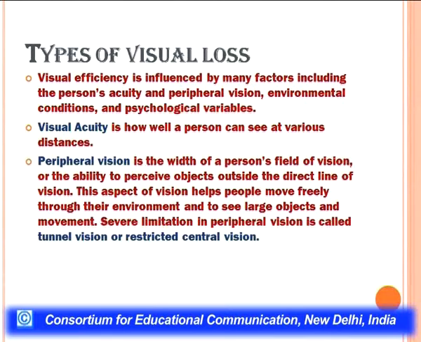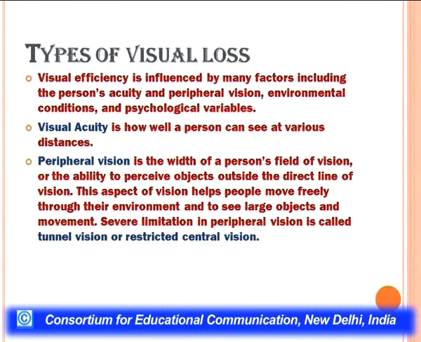Peripheral vision is the width of a person's field of vision, or the ability to perceive objects outside the direct line of vision, and this aspect of vision helps people move freely through their environment and to see large objects and movement. Severe limitation in peripheral vision is known as tunnel vision or restricted central vision. Due to tunnel vision, we are able to see only a very restricted path and we cannot move freely in our environment.